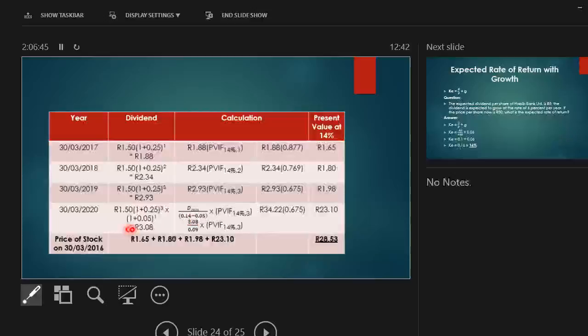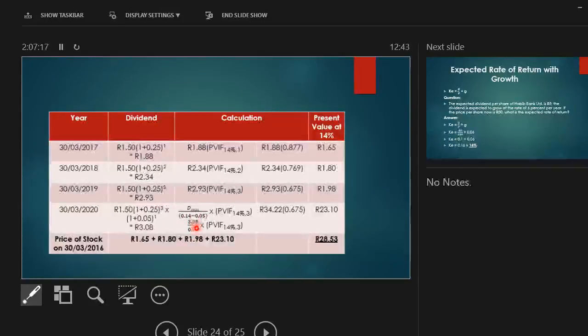Right? So I have 3.08, which is the dividend for year 2020, over 0.14, because that's my rate of return, minus growth of 0.05. Remember, the initial growth was 0.25. It's not the same as this one, because this is the new one now. The one that is going to be applicable from now up until eternity. All right, so I have this. I'm sure this one is quite basic.